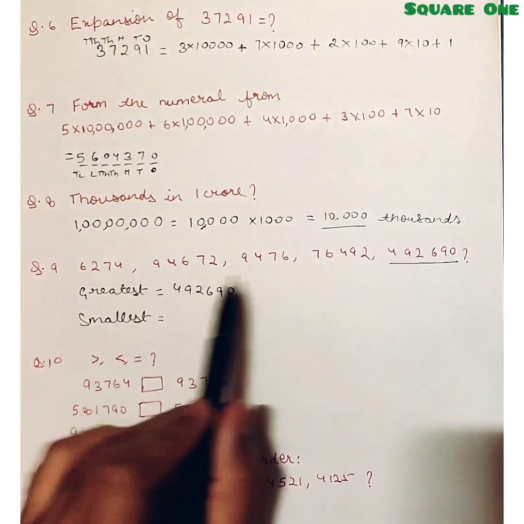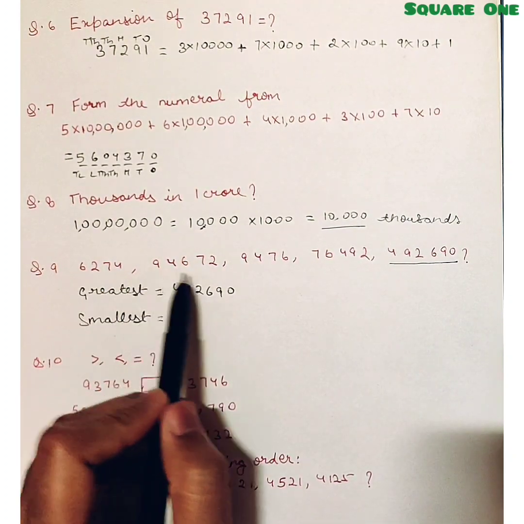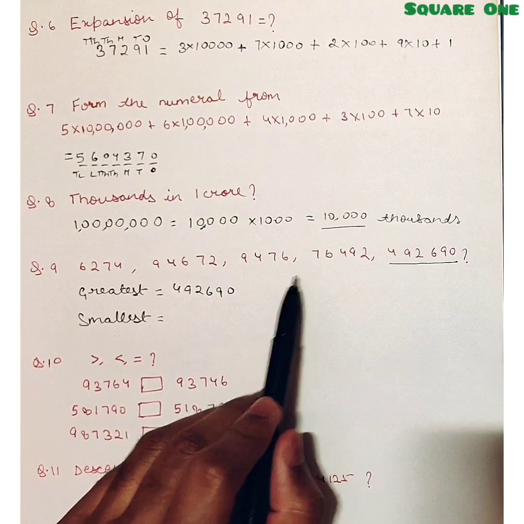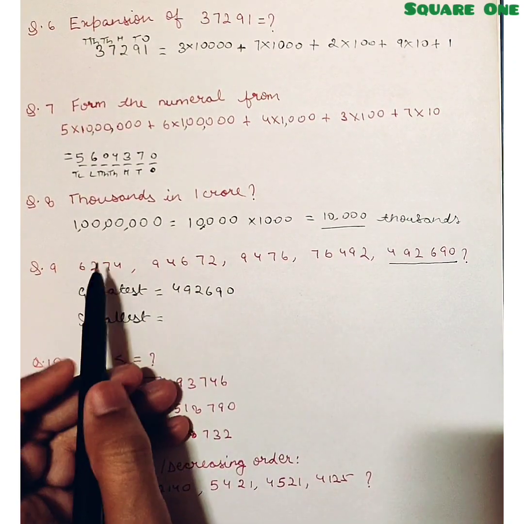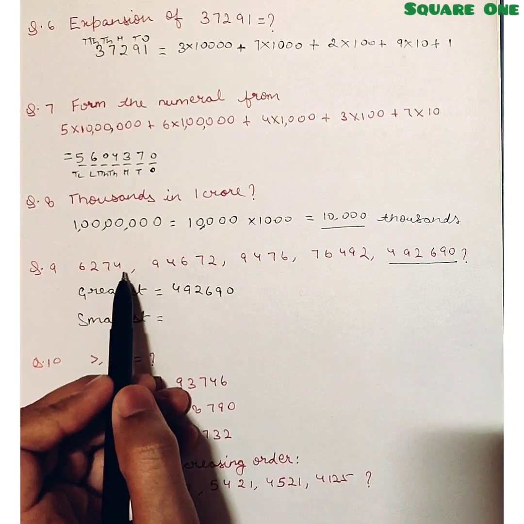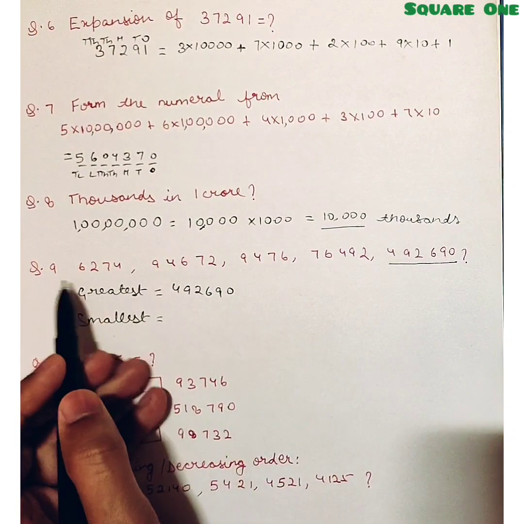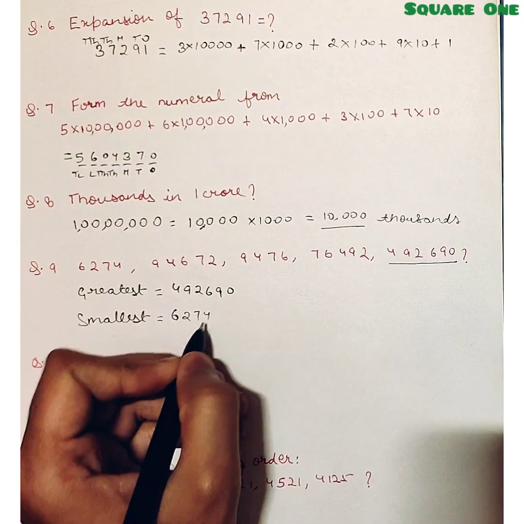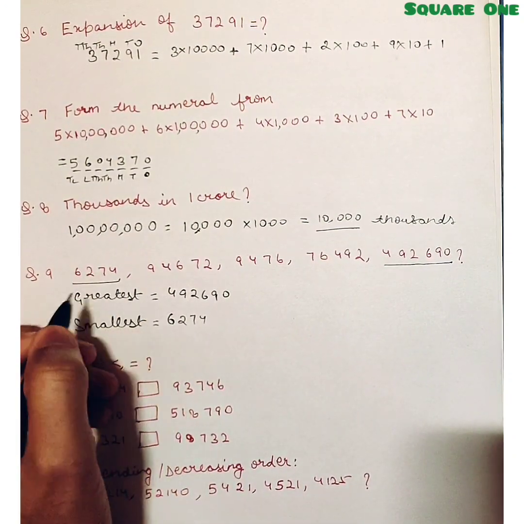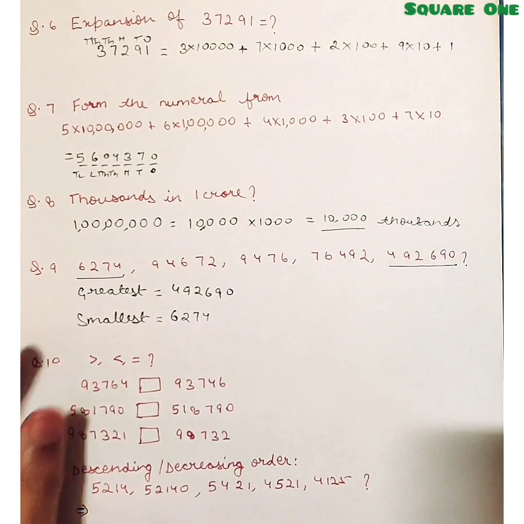The smallest number must contain 4 digits because 4-digit numbers are the smallest among these numbers. So two numbers contain 4 digits, 6274 and 9476. 6 is smaller than 9, so this will be our smallest number. 6274 will be our smallest number among these numbers.